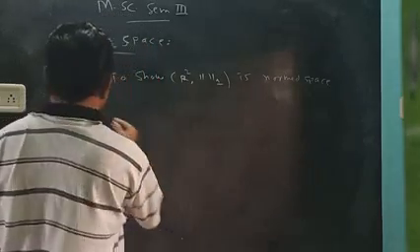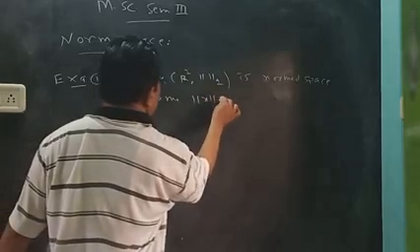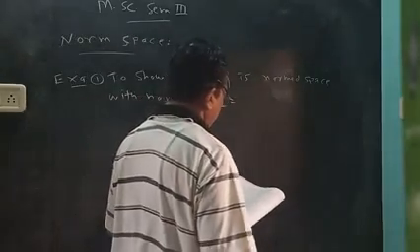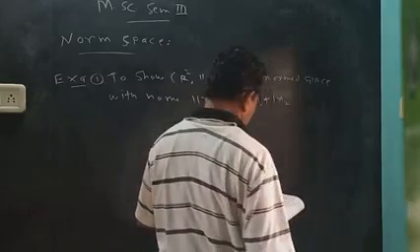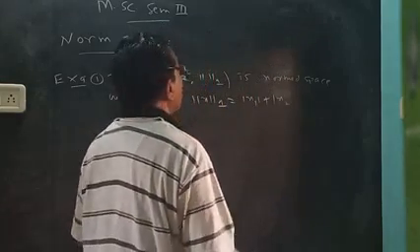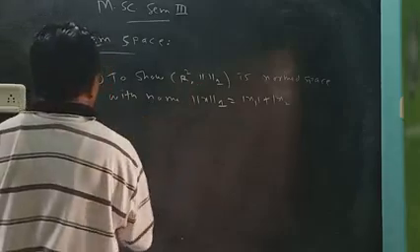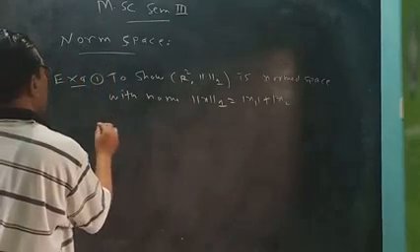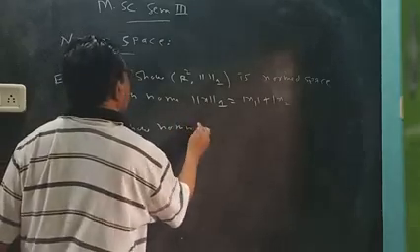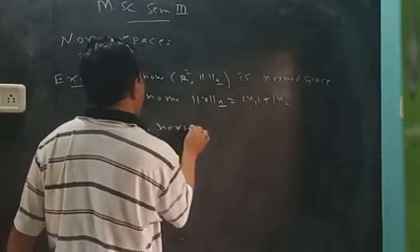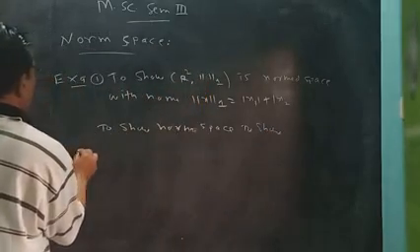Okay, with the norm, that is norm of x1, means what? Mod of x1 plus mod of x2. Mod of x1 plus mod of x2, that is the norm defined. Okay, so to show it is a normed space, we verify the properties of a normed space.